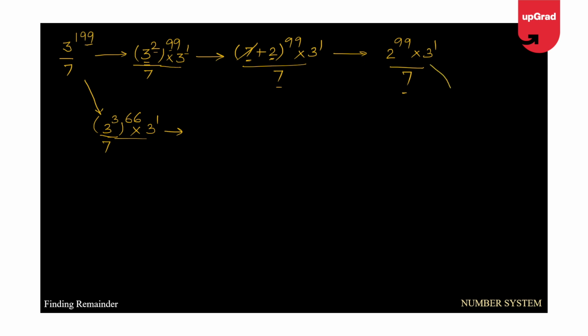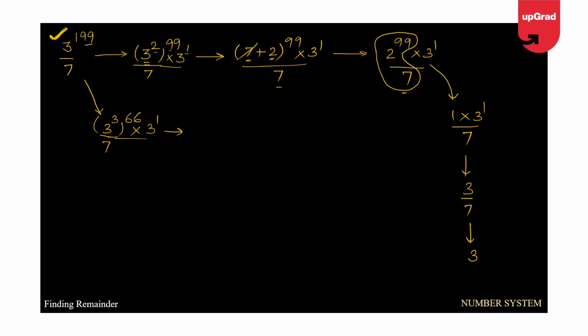Now 2 raised to the power 99 multiplied by 3 raised to the power 1 divided by 7. We already got an answer to this question in the previous slide. 2 raised to the power 99 by 7 gave me 1 as the remainder. So I can utilize it directly. If you want, you could have solved it. So what do I get? I end up getting 3 by 7, which is 3, which means my remainder for this question is 3. Such an easy thing. I hope you got it.